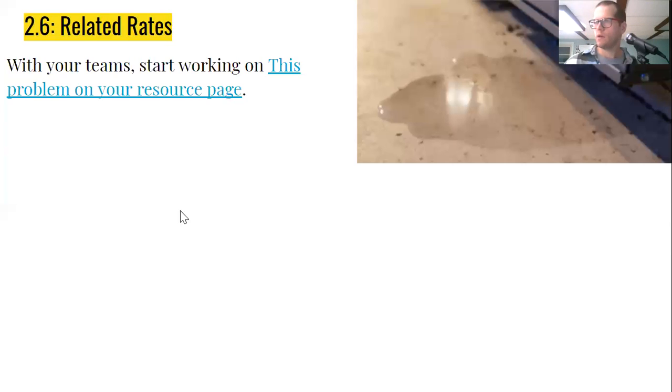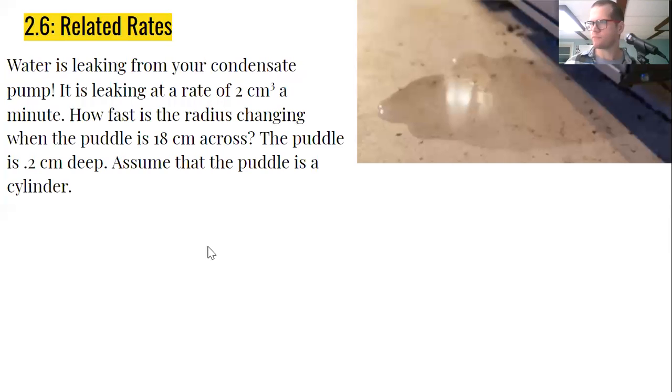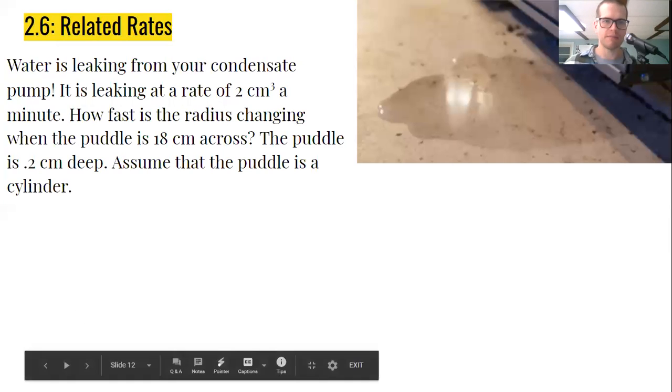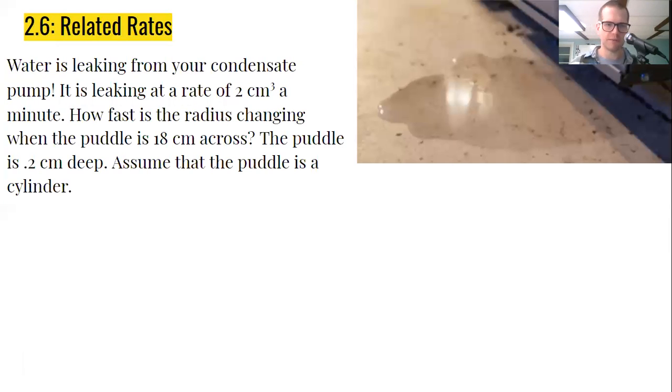Okay, here's the setup. We're going to go through the different parts and talk about it. So I have water leaking from my condensate pump. Oh no, that is a picture from my condensate pump, by the way. It's leaking at a rate of 2 centimeters cubed a minute. How fast is the radius changing when the puddle is 18 centimeters across? Now I know the puddle is always 0.2 centimeters deep. We're going to assume the puddle is a cylinder.